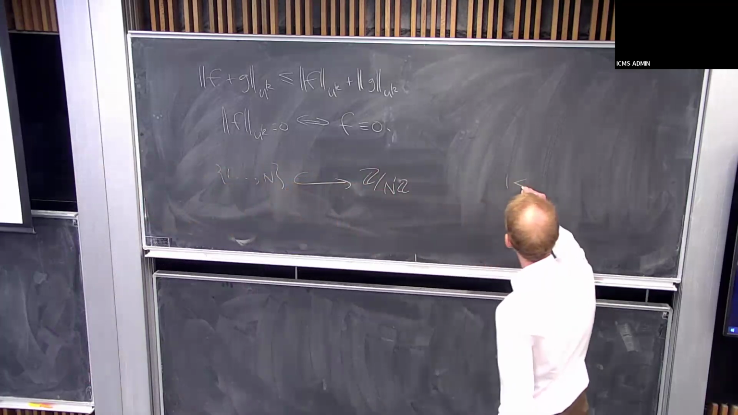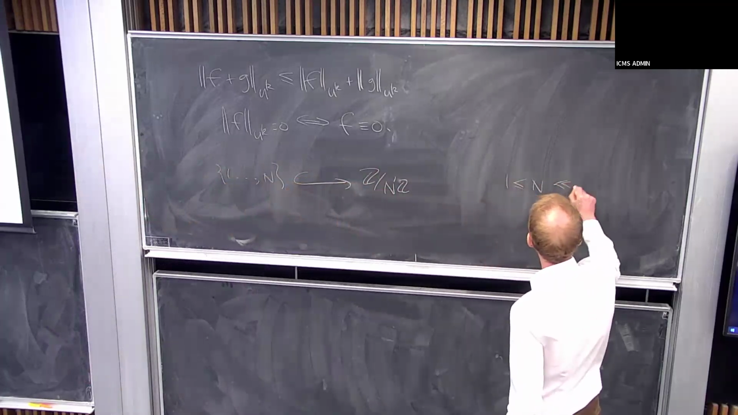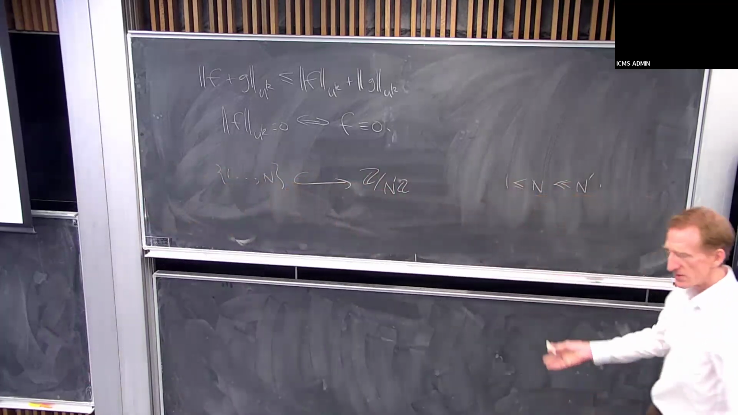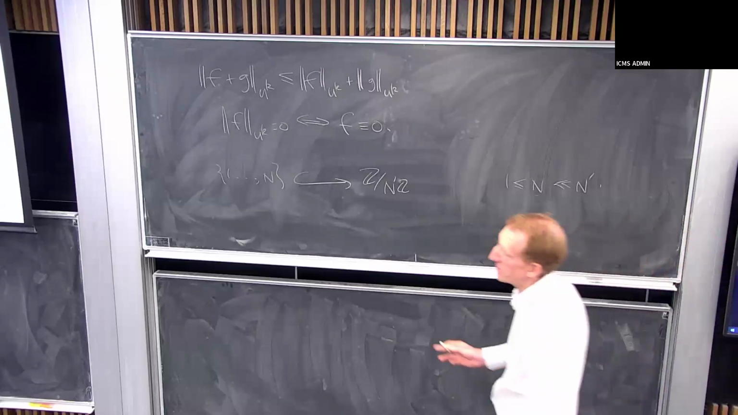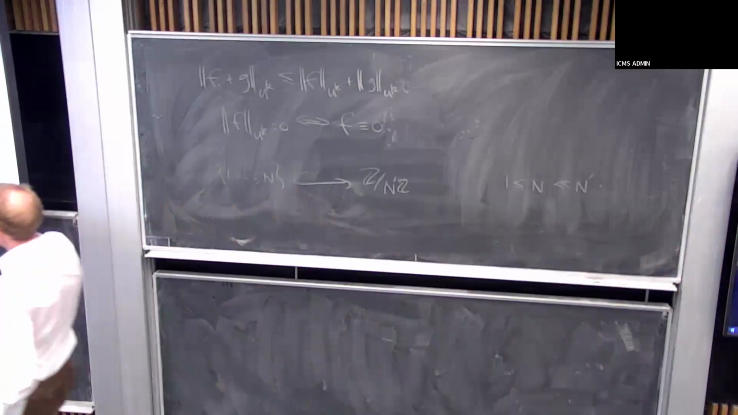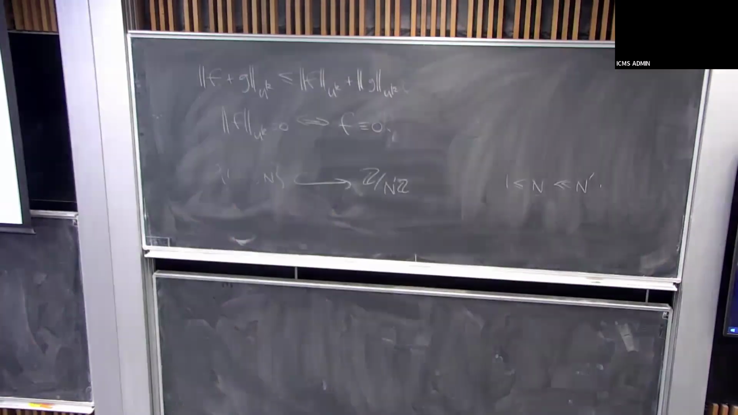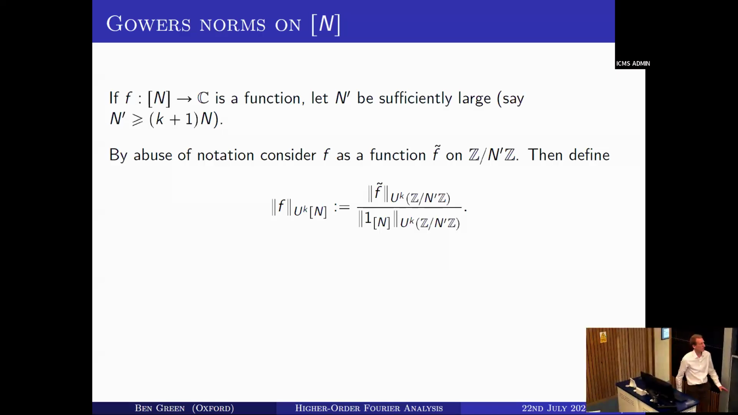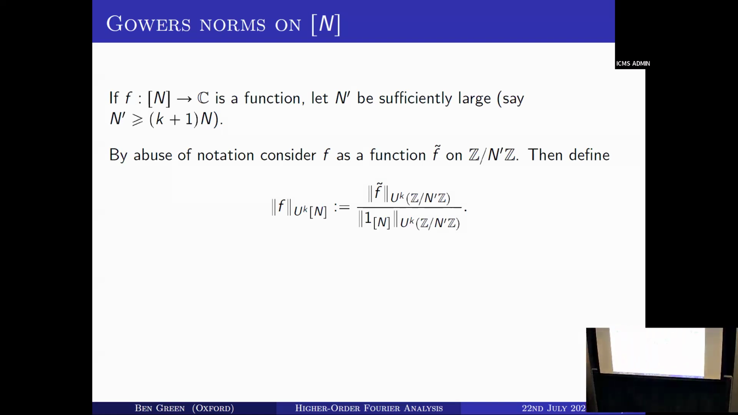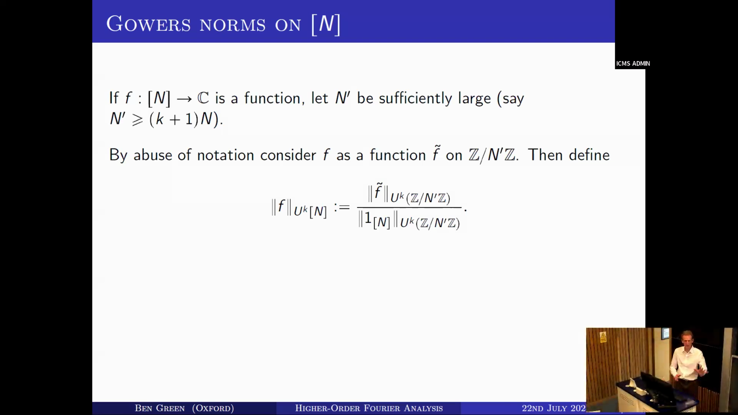So here, take some N' a bit bigger than N, it's usually convenient to take it to be a prime number. And then you define the Gowers norm of a function on 1 up to N by referencing the Gowers norm on that group, and then normalizing by the Gowers norm of the characteristic function of 1 up to N. So it doesn't matter which N' you choose, the norm comes out the same, the normalizations kind of cancel.